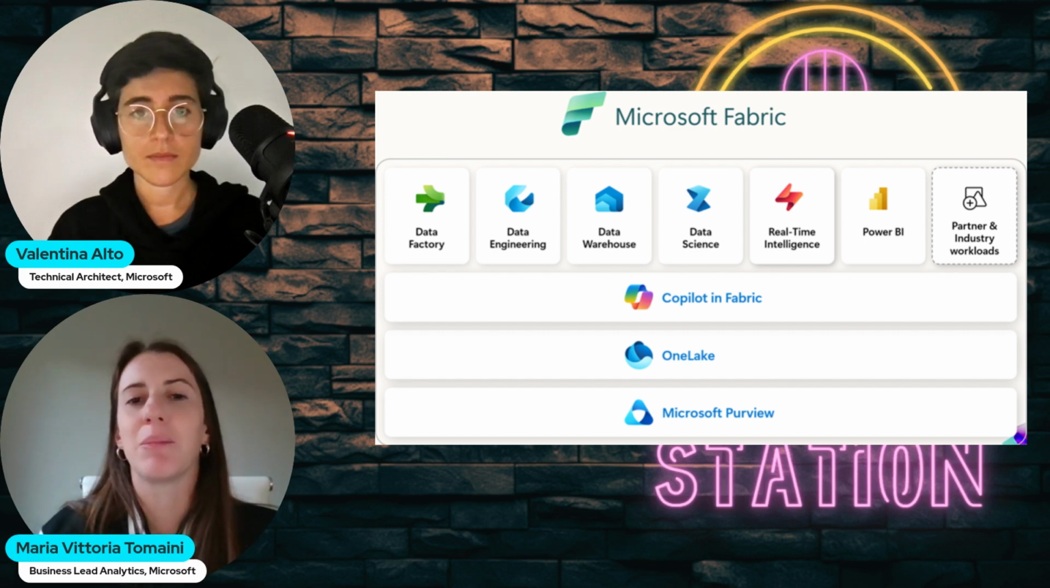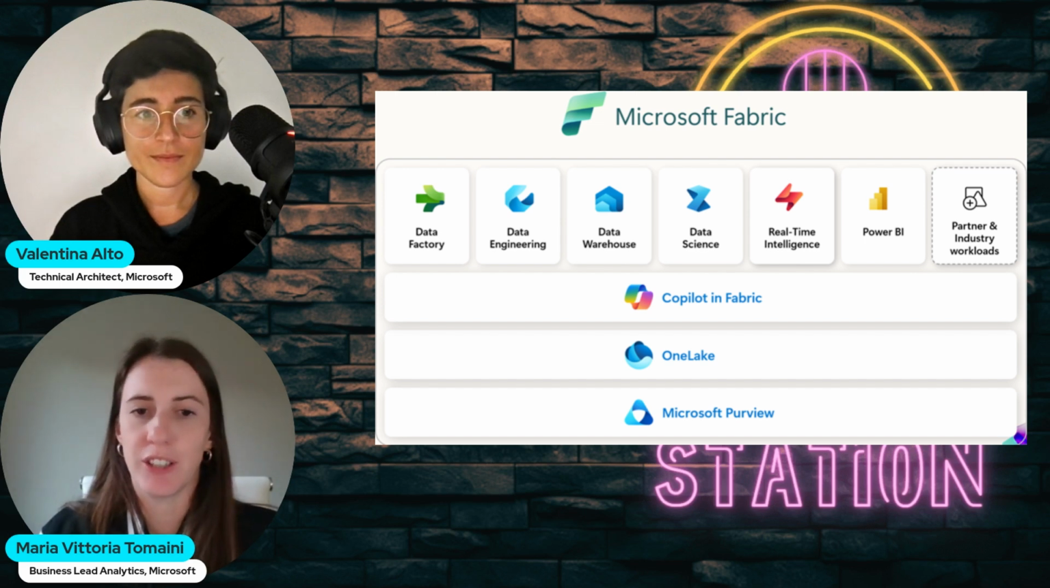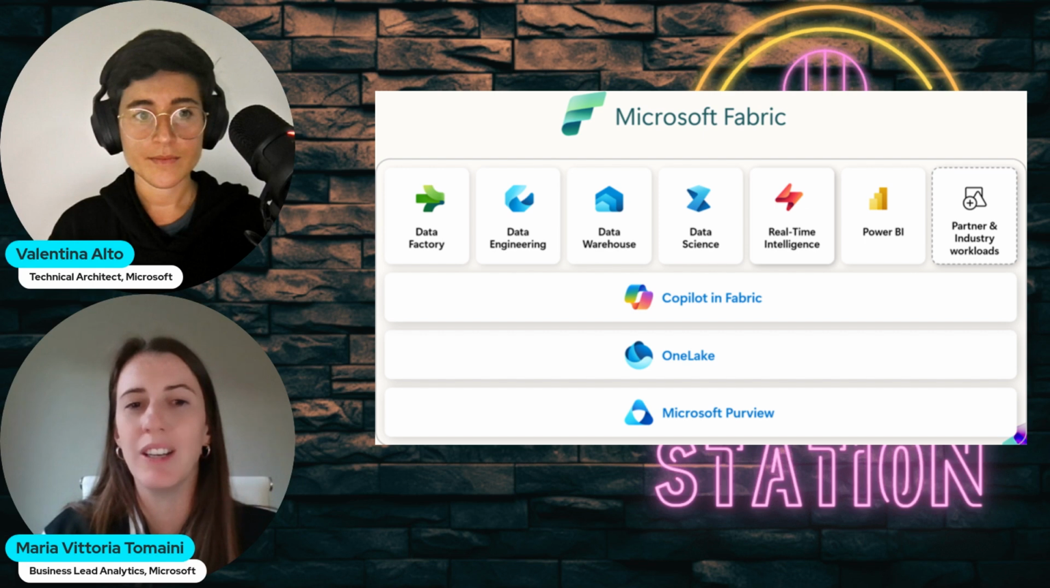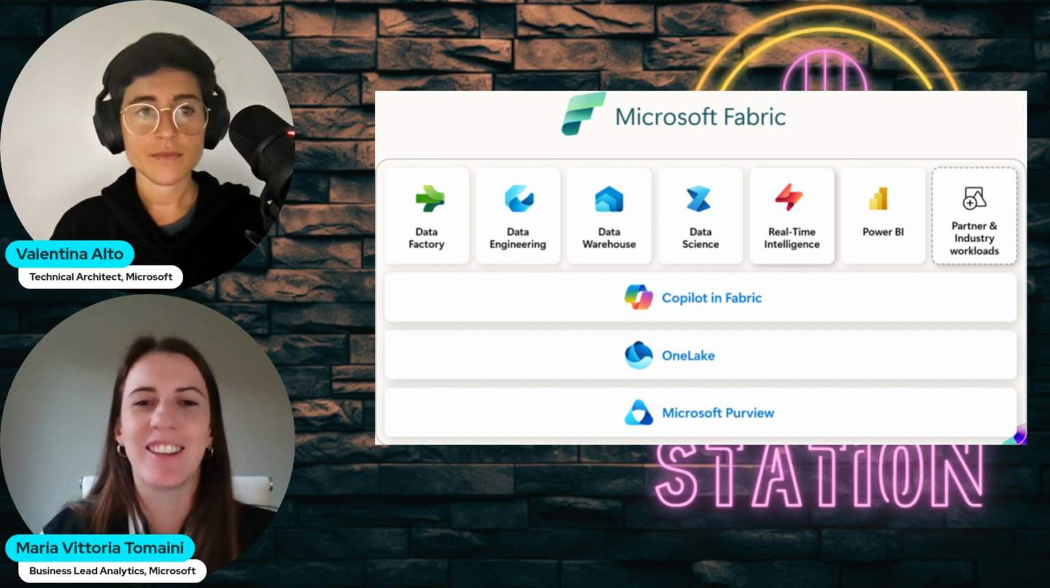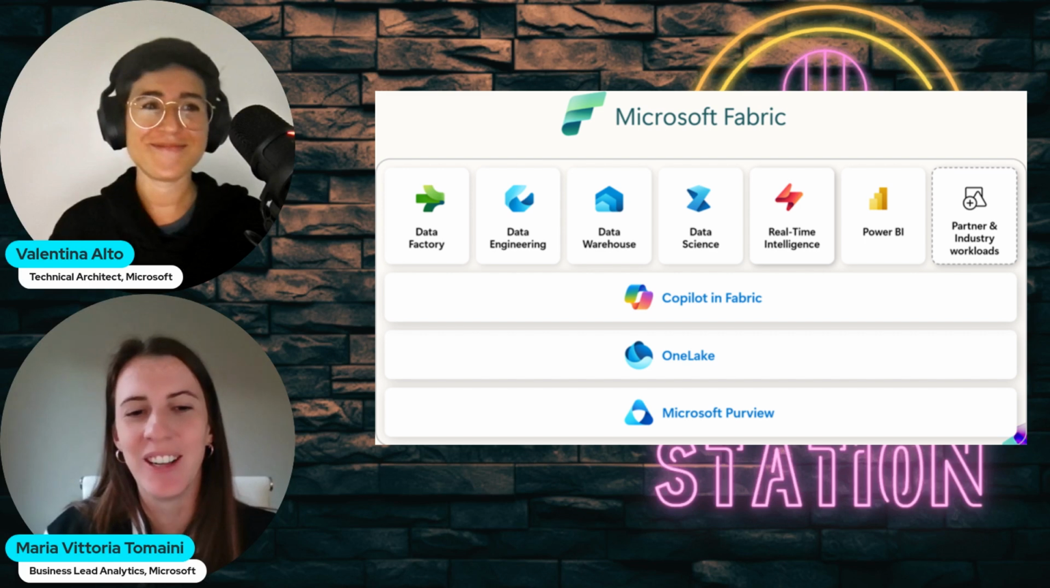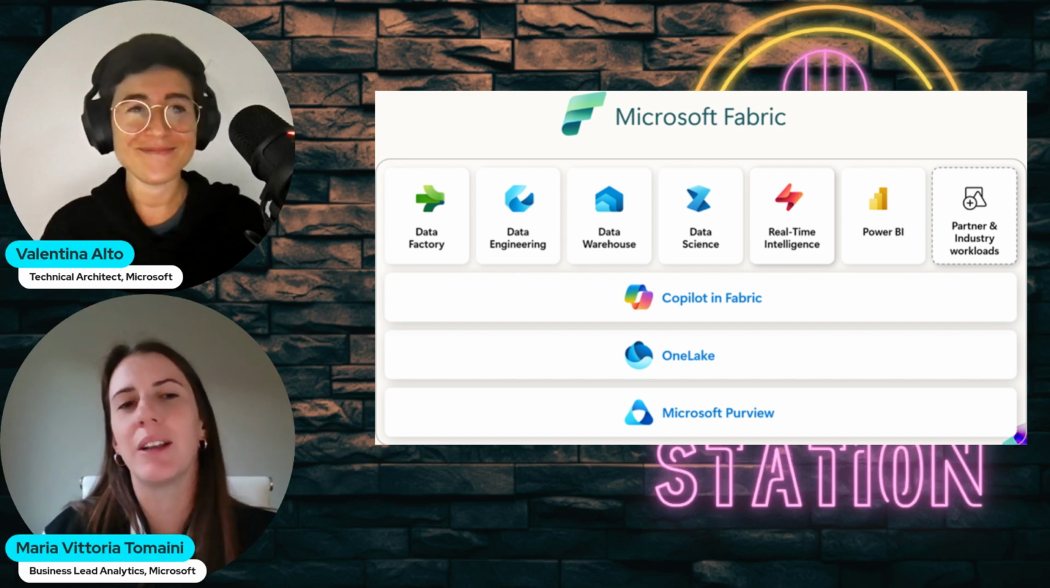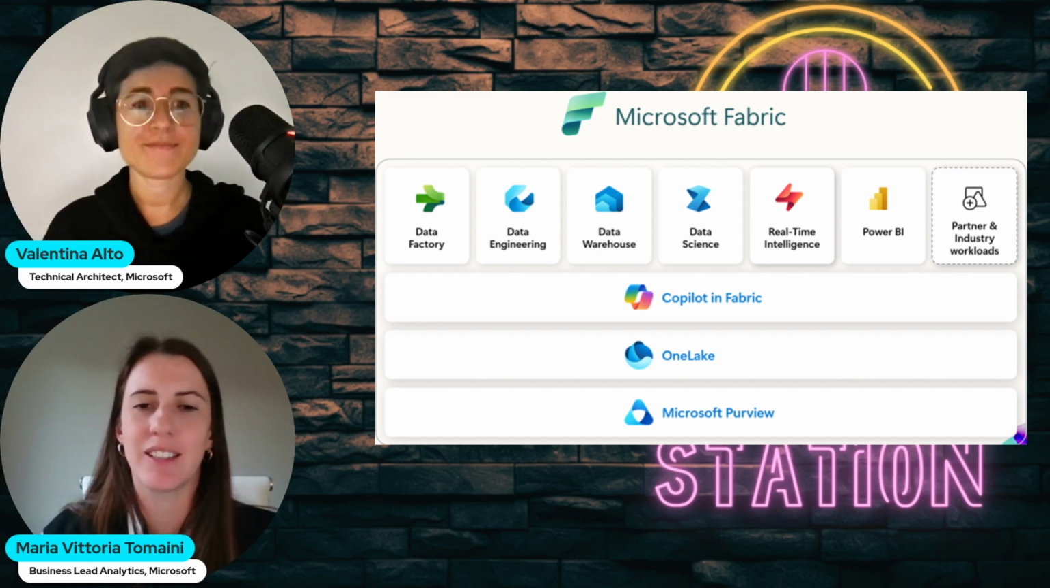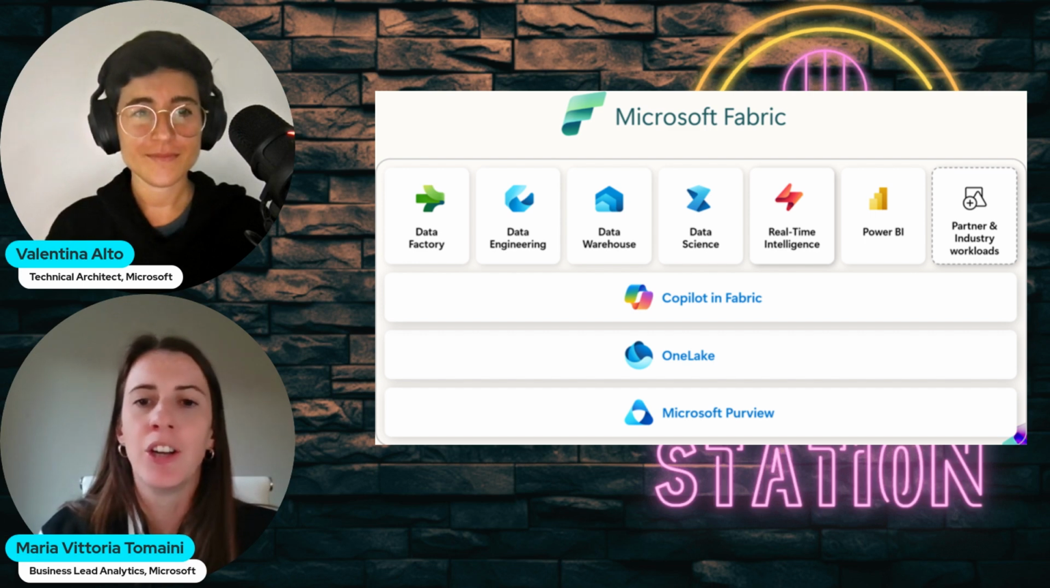Then we have, for example, data engineering. This workload is for data engineers for sure, and it is designed for building and managing data pipelines to ensure that data is processed and available to everyone for the analysis they have to make. Or probably one of your favorites, data science. In this case, this workload supports advanced analytics and machine learning to build and deploy AI and machine learning models.